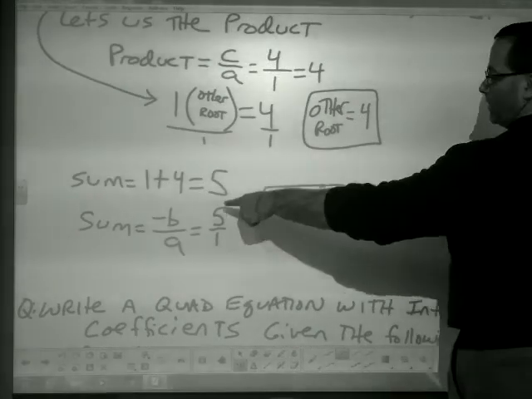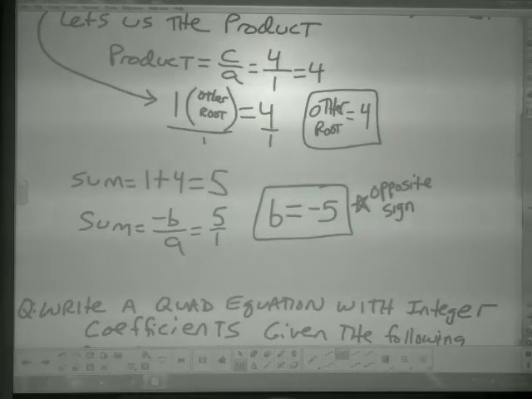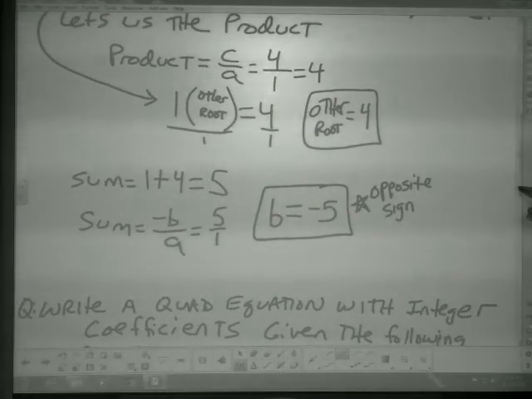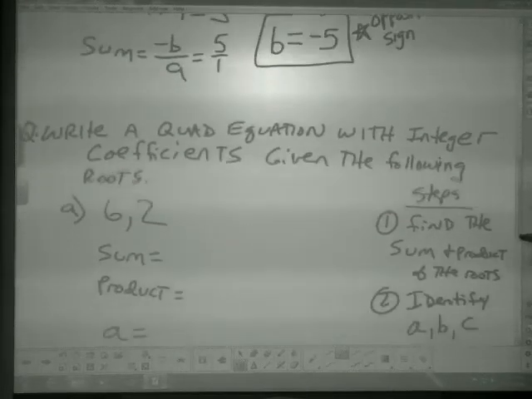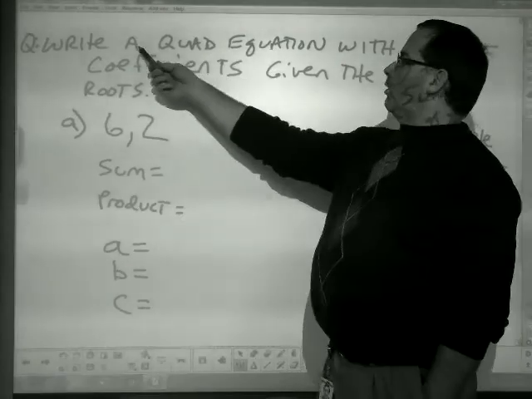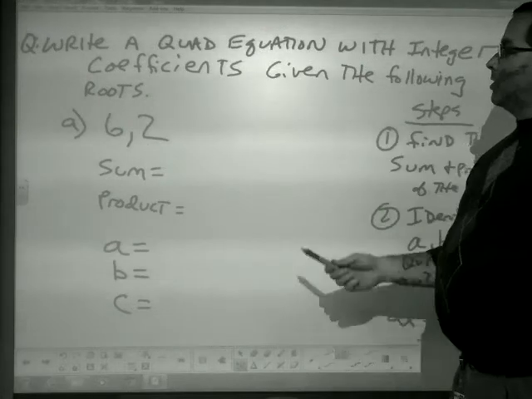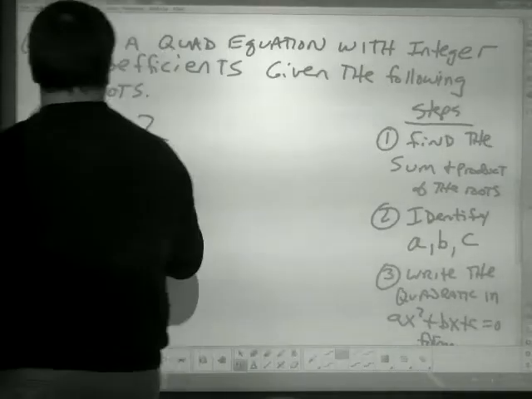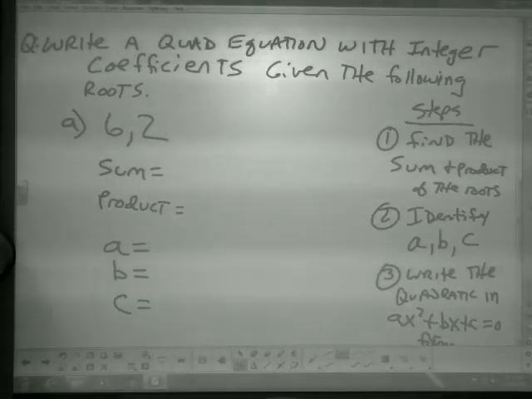So whatever my sum is, the opposite sign then is my b value. Okay? So here's another way they like to use it. Let's say we want to write a quadratic equation with coefficients given the following roots. So they tell us both roots. We have nothing to go on, we just know the roots.